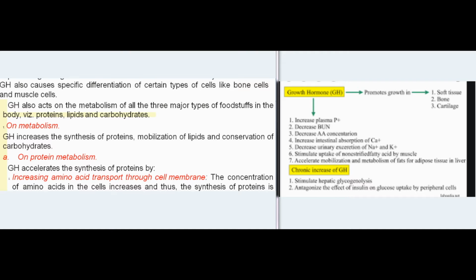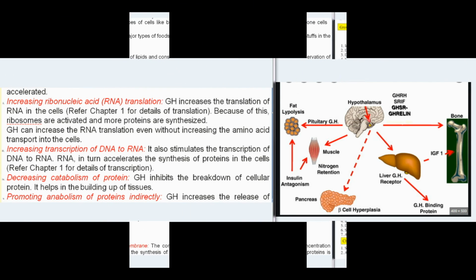GH also acts on the metabolism of all the 3 major types of foodstuffs in the body, viz. proteins, lipids, and carbohydrates. On metabolism. GH increases the synthesis of proteins, mobilization of lipids, and conservation of carbohydrates. On protein metabolism. GH accelerates the synthesis of proteins by increasing amino acid transport through cell membrane. The concentration of amino acids in the cells increases, and thus, the synthesis of proteins is accelerated.